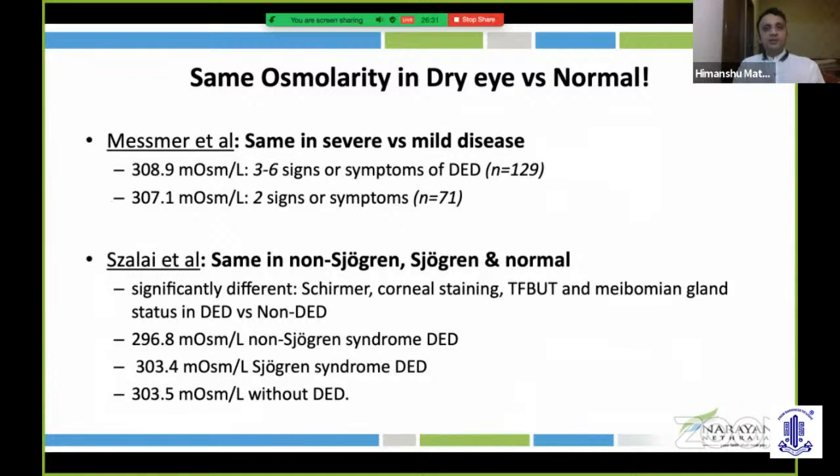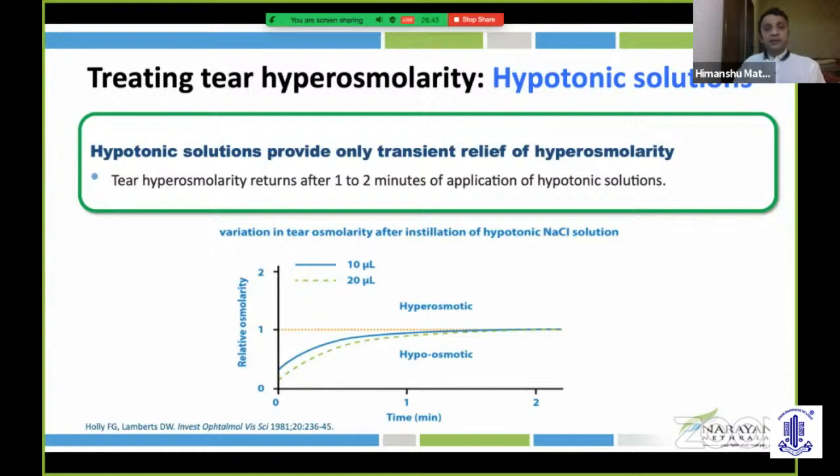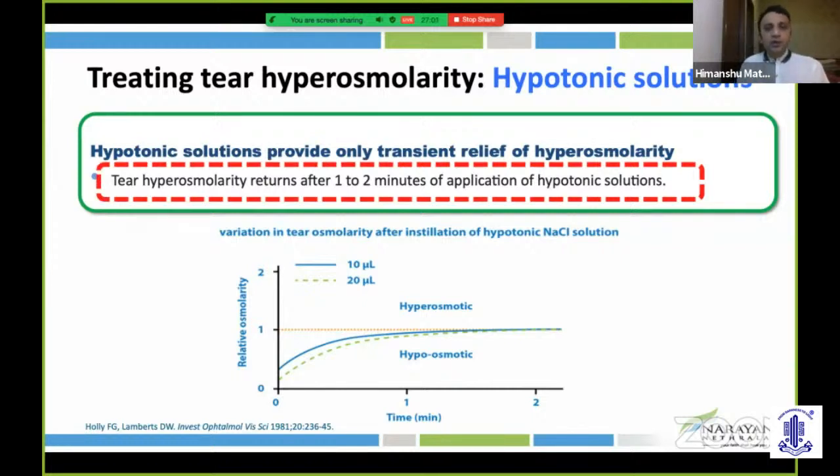Also, if we look at dry versus normal, or mild to severe disease, there are publications which show the values can be similar. Whether it's Sjogren versus normal versus non-Sjogren, the values can be similar. Similarly, what if we diagnose and find that hyperosmolarity is there, does it help us in treatment? Well, studies on hypoosmotic solution prove that even if you put a hypoosmotic solution on the ocular surface, within a minute or two the osmolarity level will come back to the level before. So it does not help.